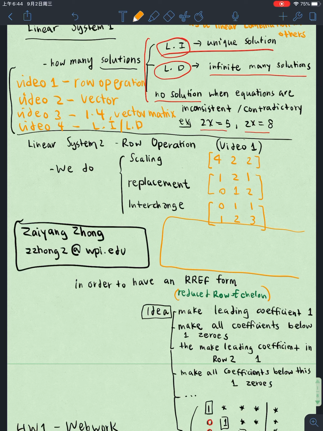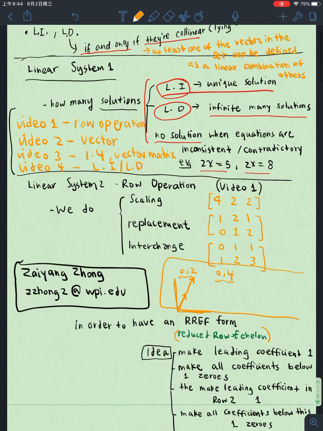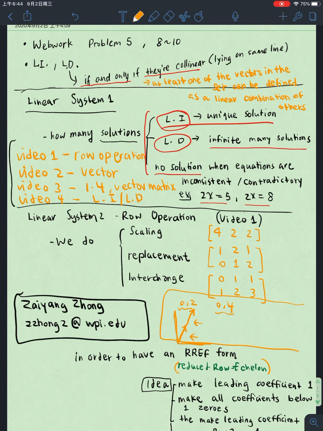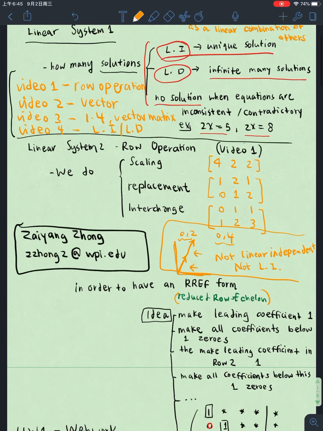To give an example, if you have two vectors, one is (0, 2) and one is (0, 4), and you can draw it. It's going to look like this, and the other is going to look like this, and the second one is just a multiple of the first one. So these two are lying on the same line, which means it's not linearly independent. We can also write this as not LI. Okay, and we can continue.